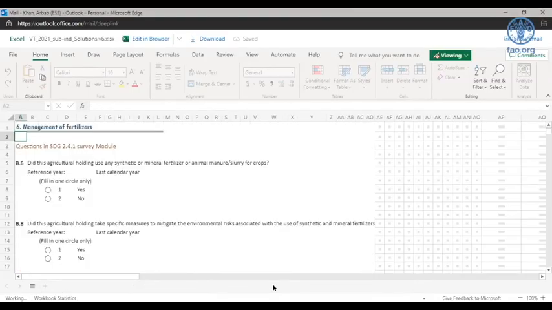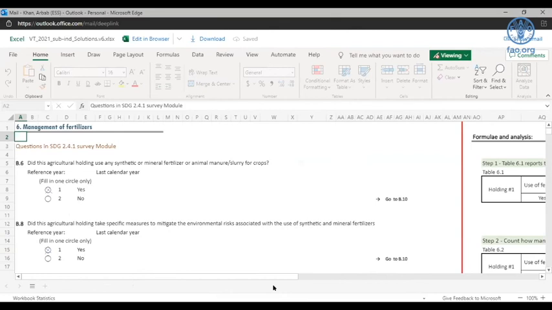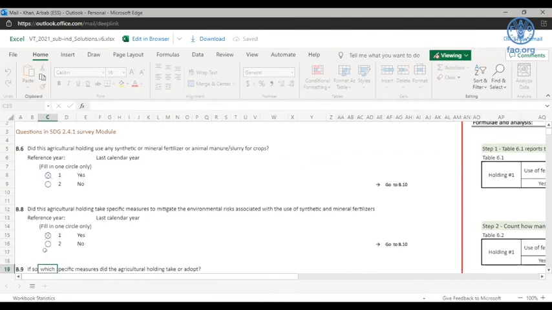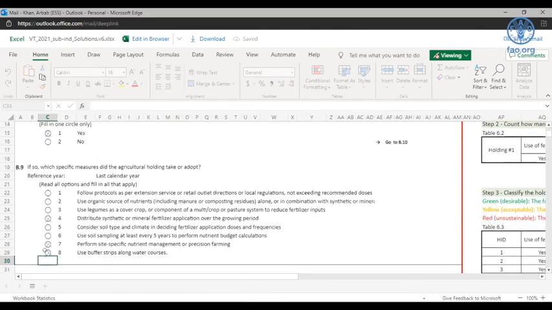So let me go to the Excel sheet very quickly. The first question is, did this agriculture holding use any synthetic or mineral fertilizer or animal manure or slurry for crops? It's a yes or no question. The holding says yes. We go to the follow-up question. Did this holding take specific measures to mitigate environmental risk associated with the synthetic and mineral fertilizers? The answer is yes. We go to the follow-up question, and then we ask about the eight measures that I just showed you on the slide.